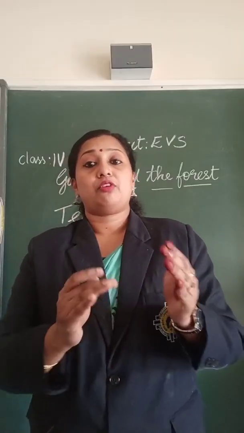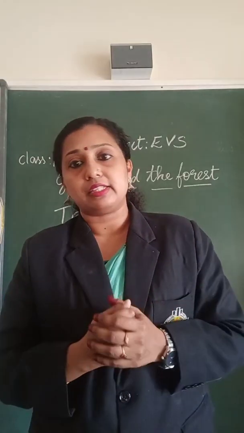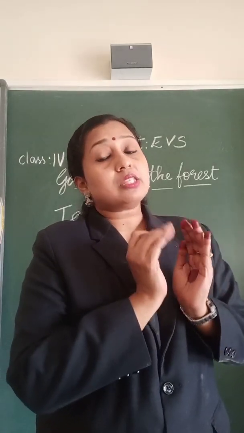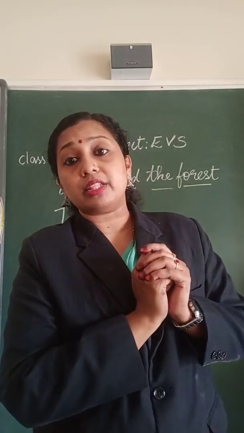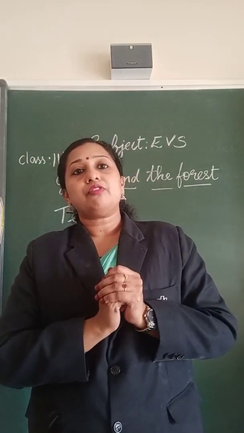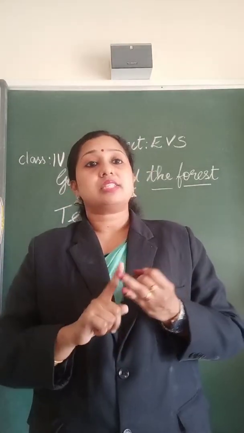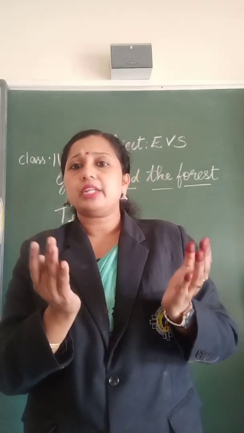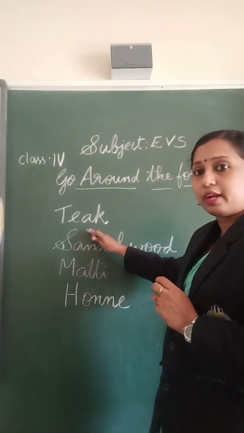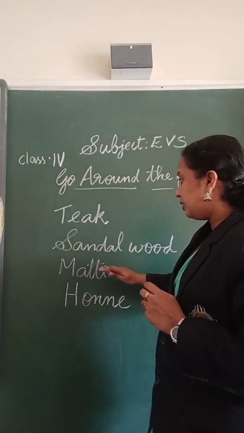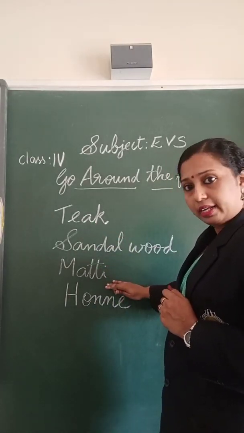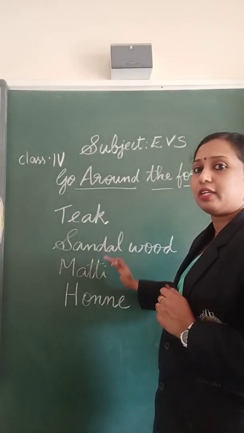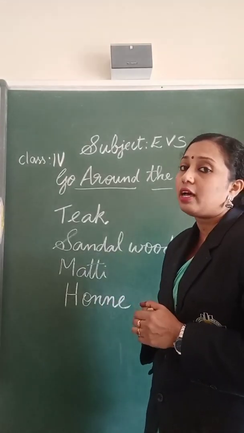Already I told you in the forest there are varieties of trees, isn't it? So in this lesson we are mainly going to study about the varieties of trees that are found in the forest. In the forest there are teak, sandalwood, Mati and honne, etc. So these are the varieties of trees, children. Look at the board, children. You can find teak tree, then sandalwood tree, Mati and honne. These are some of the varieties of trees that you can find in the forest.